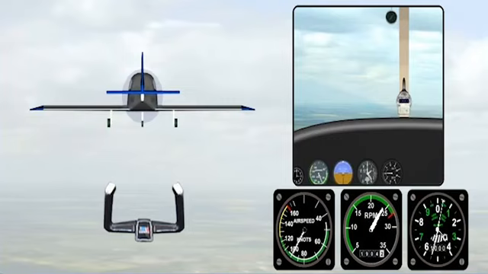Fore and aft movement of the control wheel, then, controls the aircraft in pitch. Right from the beginning of your first flying lesson, you must learn that the control wheel should always be moved smoothly and progressively. This applies to all control inputs, whether in pitch, roll, or yaw.